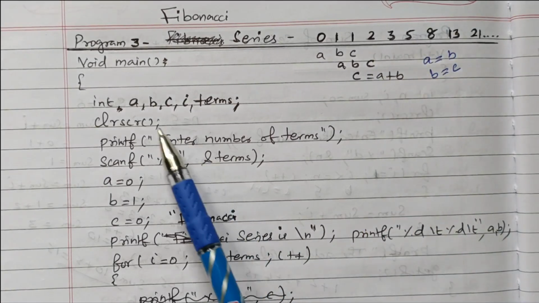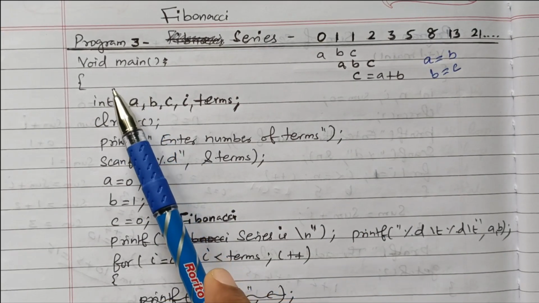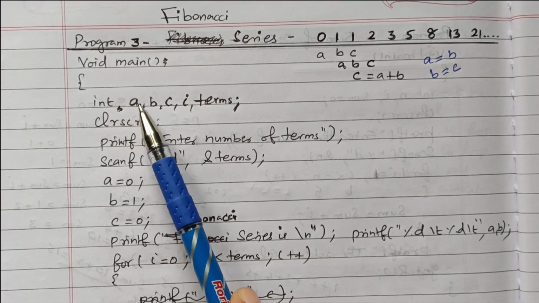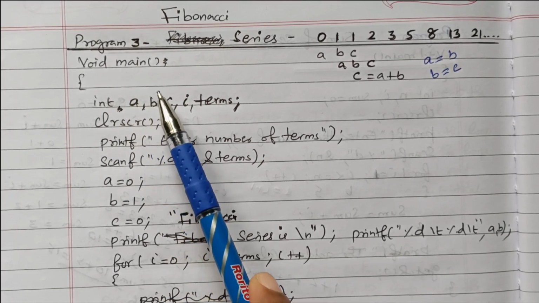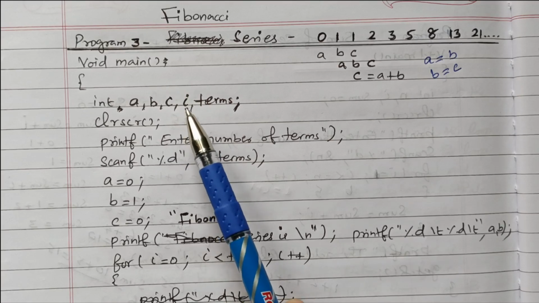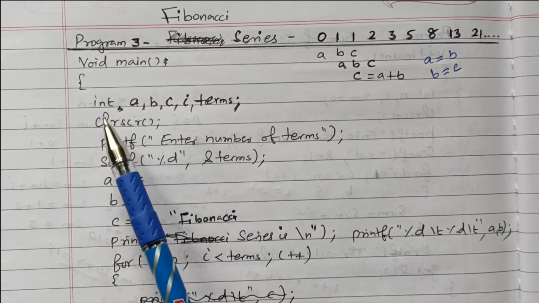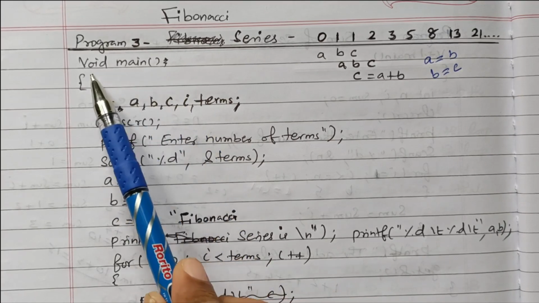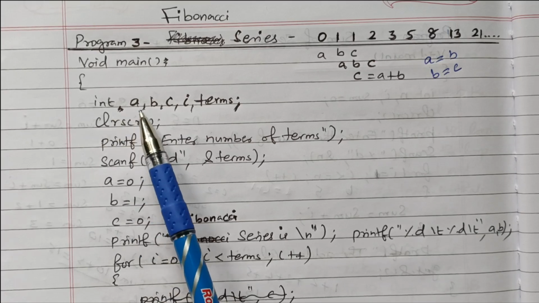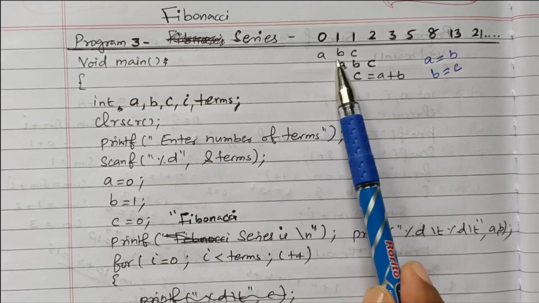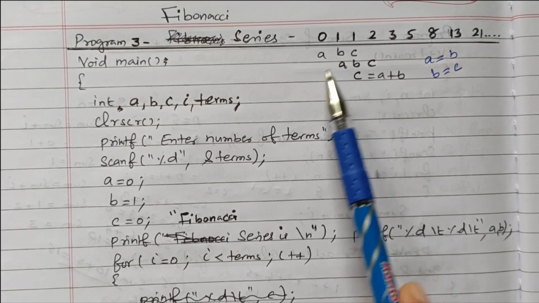Now we'll go to the program. Void main. By default we include the header files: hash include stdio.h and conio.h, the standard input and console input header files need to be included. Now open the main program, open the brace, int a, b, c. So we need the three variables a, b, c: first number, second number, and third number, which is the sum of the two.